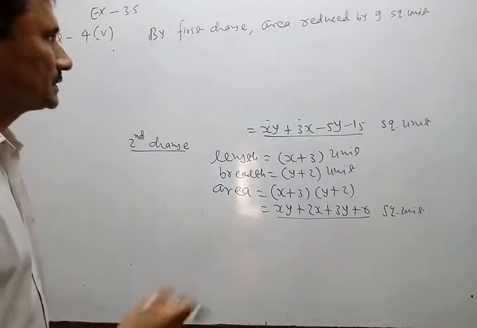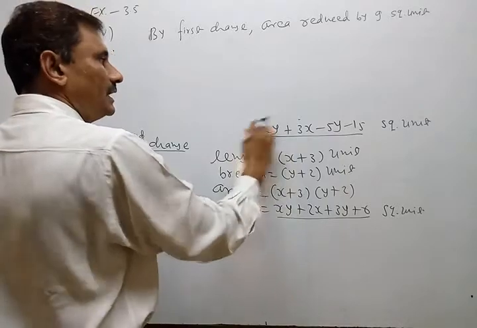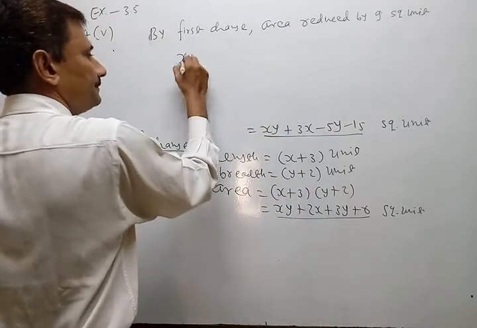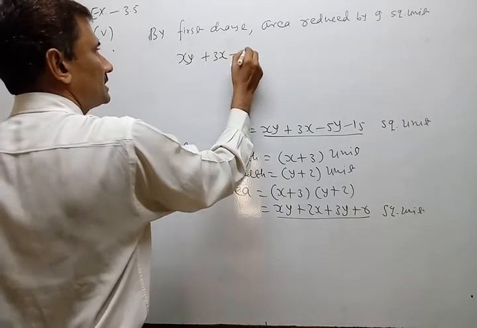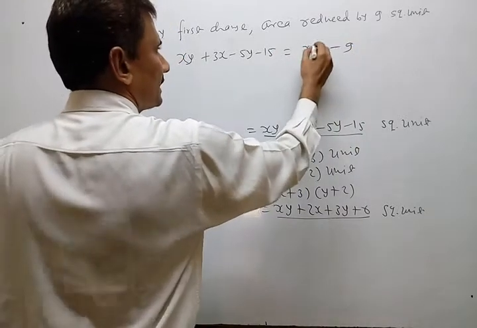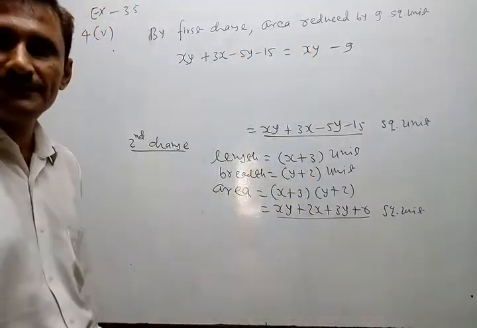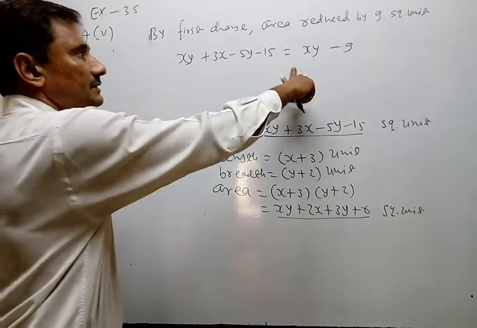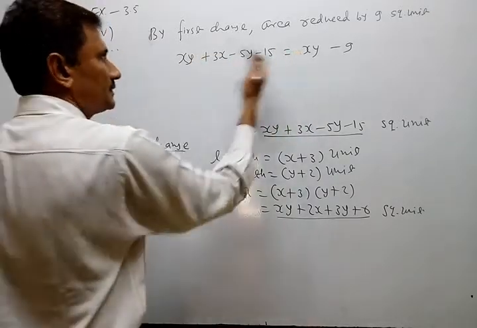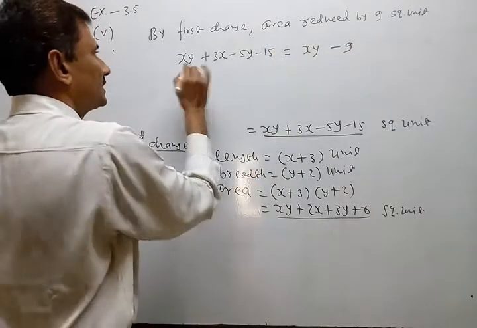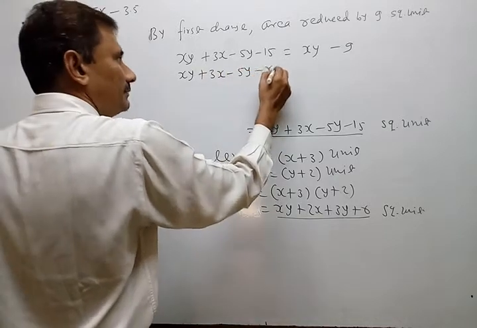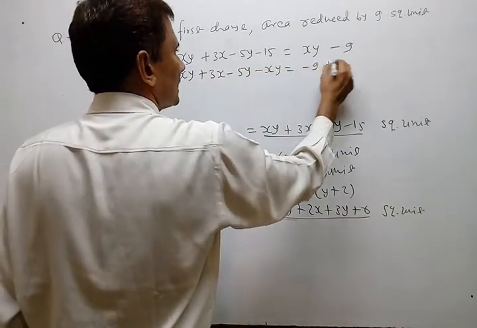So we can write this area is 9 less than the original one. So this one, xy plus 3x minus 5y minus 15, is 9 less than what? The original area. The original area was xy. That is our first expression. Now xy will be cut. Just set all the variables here and numbers there. So xy plus 3x minus 5y minus xy is equal to minus 9 plus 15.